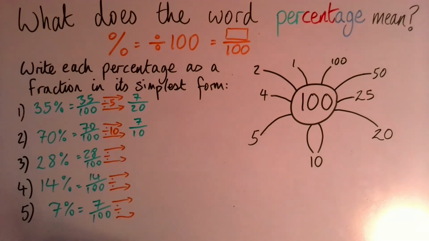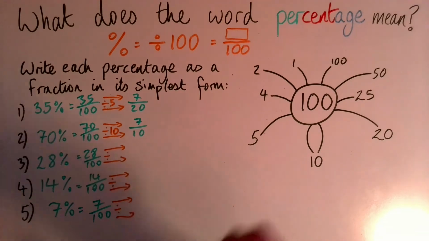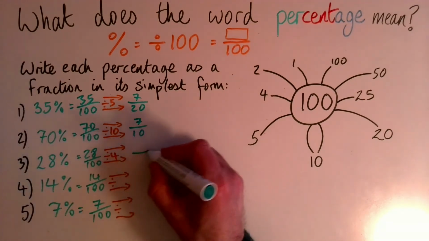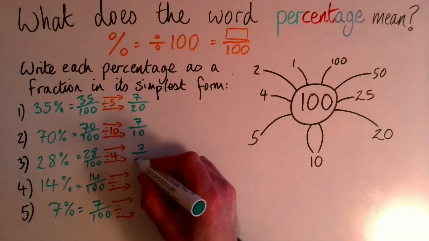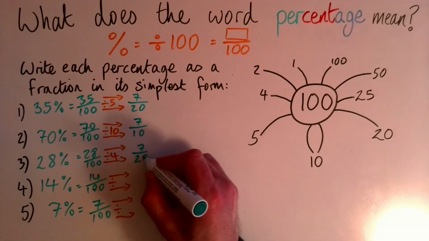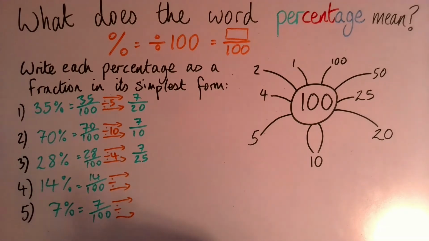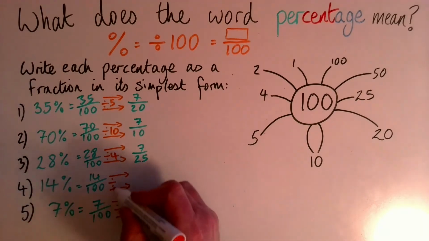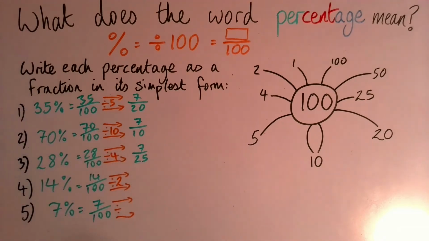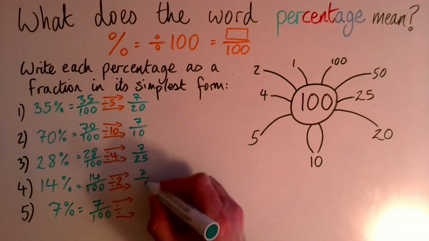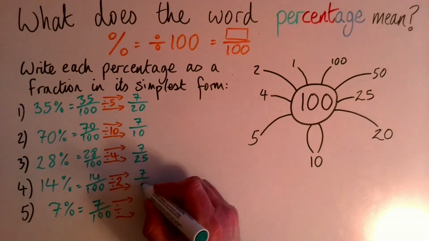28 and 100, well, they are both even, so it's 2, but it's more than 2. You can actually divide them both by 4. So well done if you spotted that in one go. 7 fours make 28, and 25 fours make 100. I wonder if you can see what I've done this time. And then 2 is the only number that goes into 14 apart from 7, because 7 twos make 14 and 14 itself.